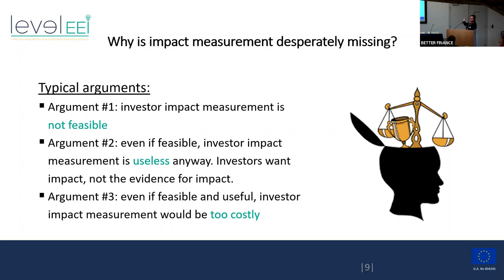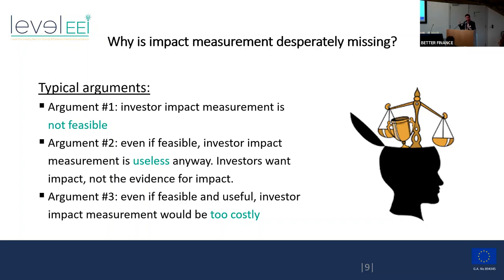When you discuss the absence of impact measurements with, let's say, professionals of the industry, they come to you with three typical arguments. First one, it's not feasible. It's impossible to measure investor impact. Too complex, additionality is a nightmare. Second one is useless. Impact investors don't care about impact measurement. They just want impact. They don't want the proof of impact, the evidence for impact. They just want us to deliver impact. So why should we spend money on the measurement thing? We should spend more money on the action thing, like engagement, for instance, because engagement is costly. So it's better to have human resources devoted to engagement policy than to measurements.